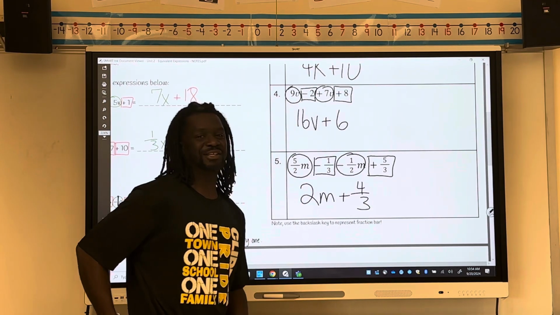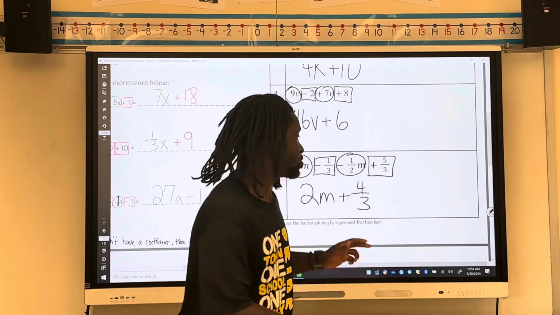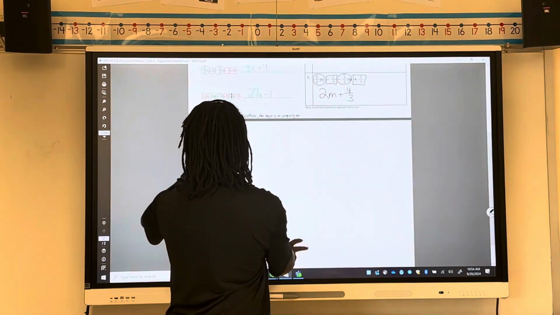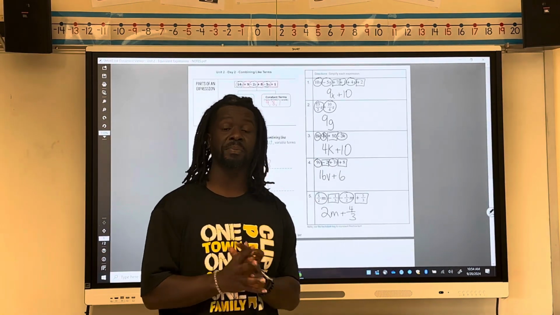All right. And so that is how you simplify expressions by combining like terms.